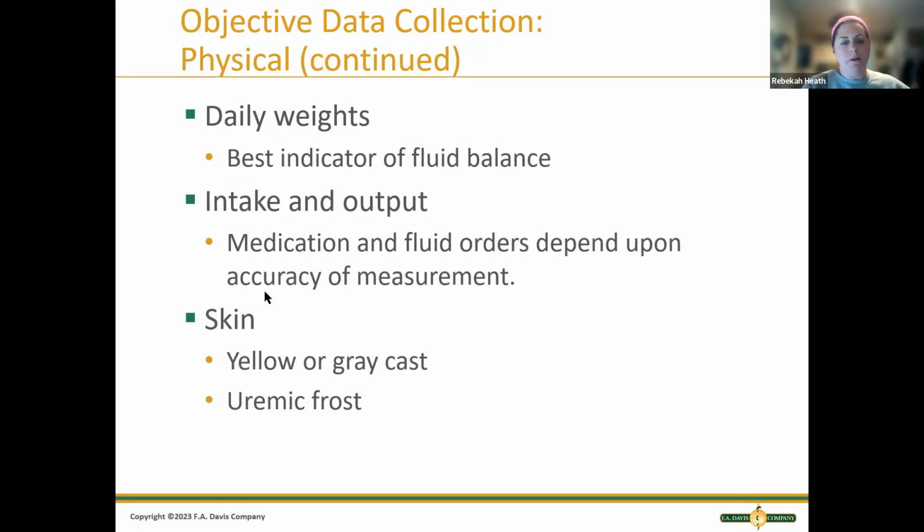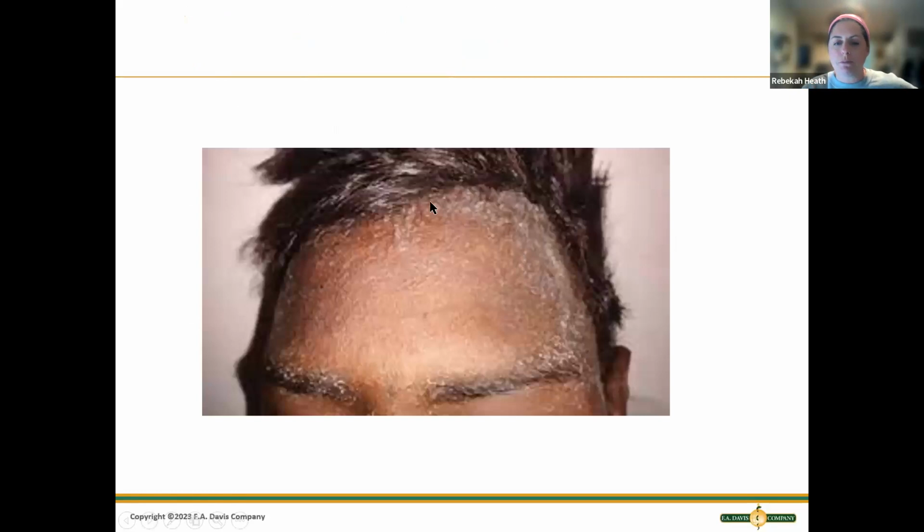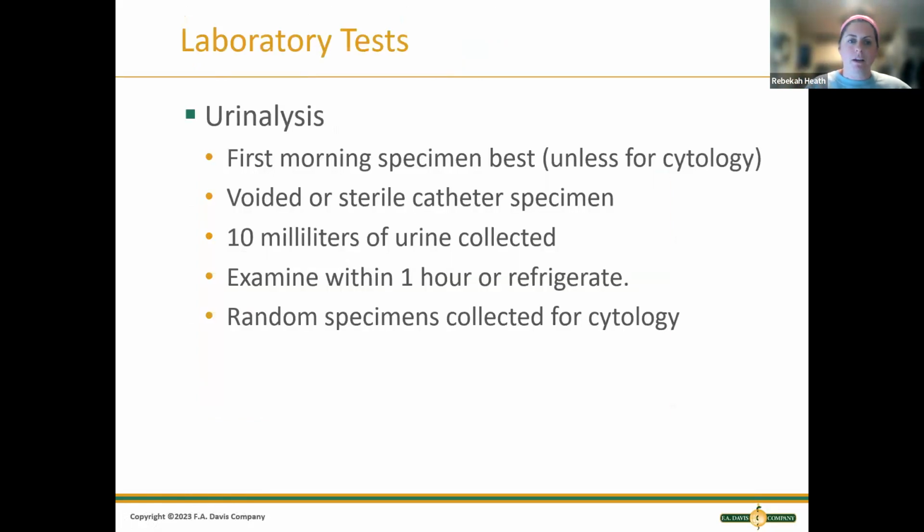Also, patients with kidney failure might have a little bit of a yellow or gray cast to their skin and can even develop a uremic frost. Here's a picture I pulled up from the internet. It just kind of looks a little bit crusty, almost like, have you ever swam in the ocean and the water dries? It's kind of like the salty film that's left. It can look like that.